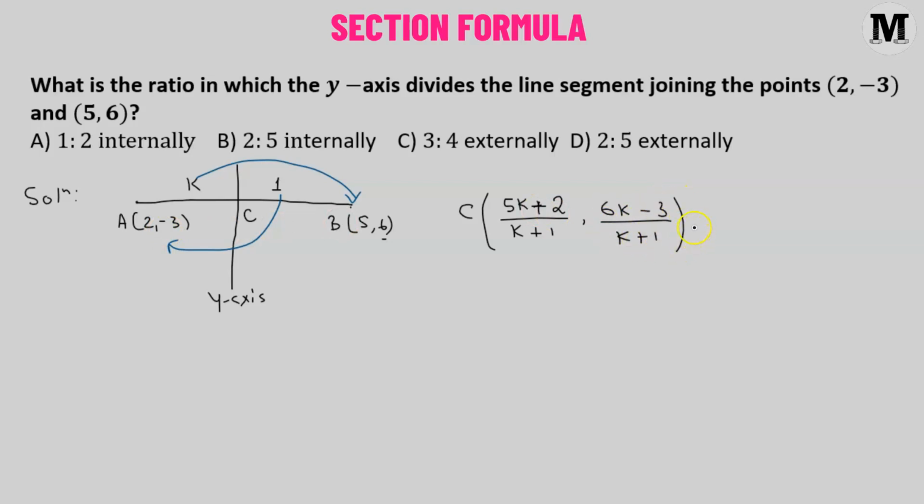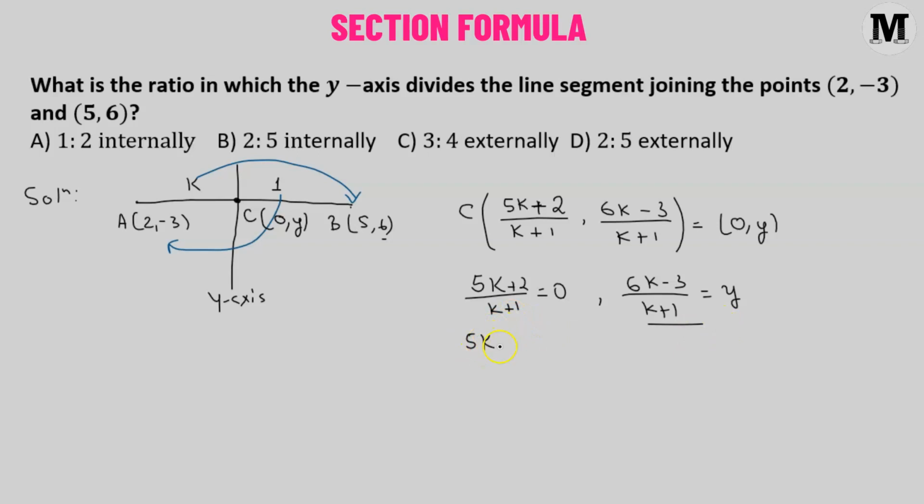Now, since it is the y-axis, we can assume that this point's coordinates are going to be (0, y). The x coordinate is 0 because it's on the y-axis. If we equate, the x coordinate (5k plus 2) over (k plus 1) equals 0, and the y coordinate (6k minus 3) divided by (k plus 1) equals y. Since we need to find the value of k, we don't need this equation, we only need the first equation.